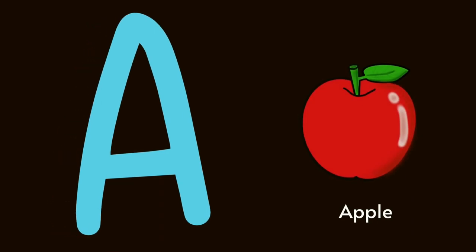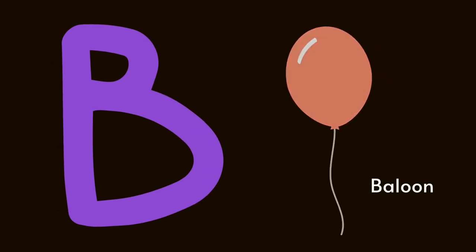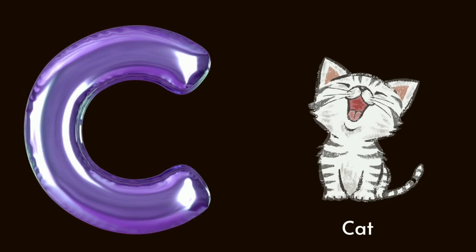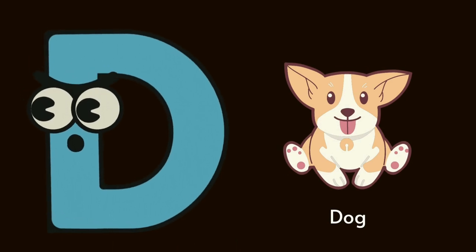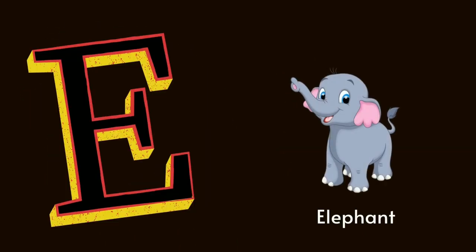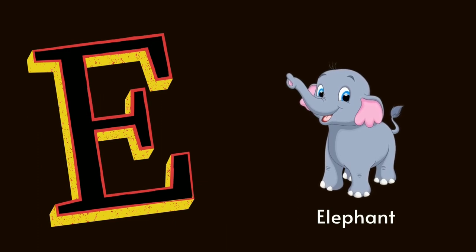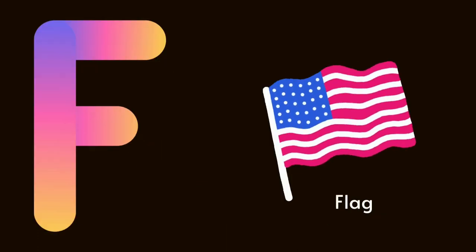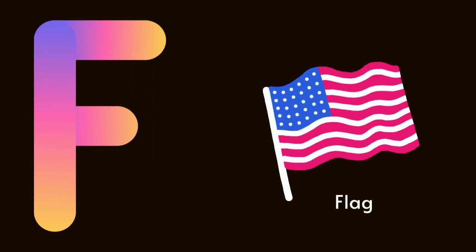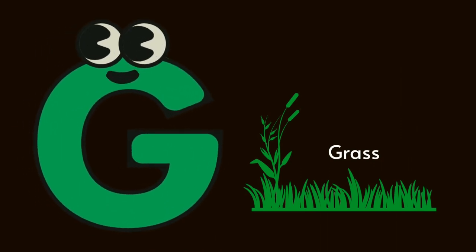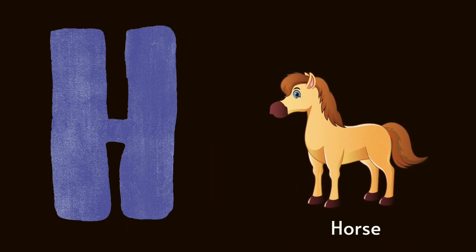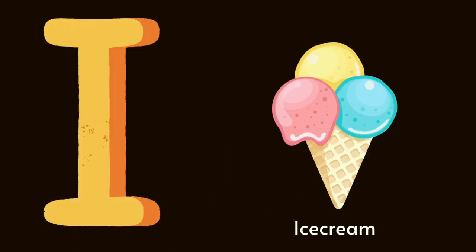A for apple. B for balloon. C for cat. D for dog. E for elephant. F for flag. G for grass. H for horse. I for ice cream.